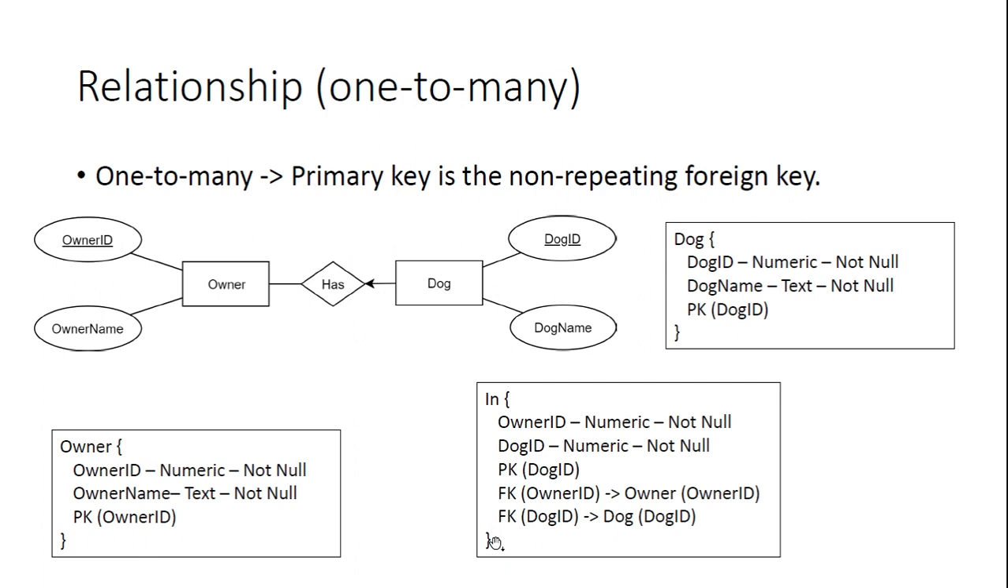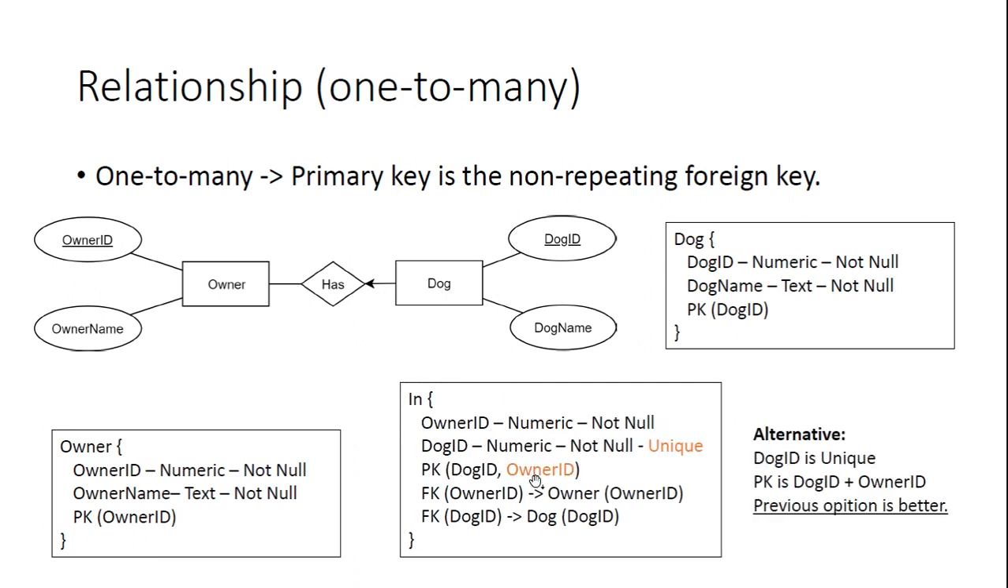So there are two alternatives for this example. The first option is the better one because we are using fewer attributes for the primary key. If it is just the dog ID, then it's simpler. And we do not need to specifically say that dog ID is going to be unique because it is the single primary key of this table. It is going to be automatically unique.